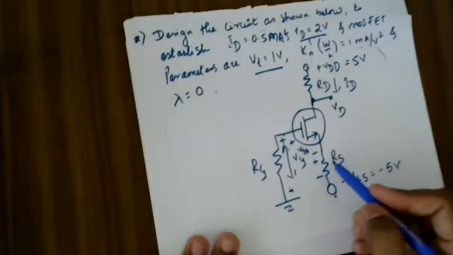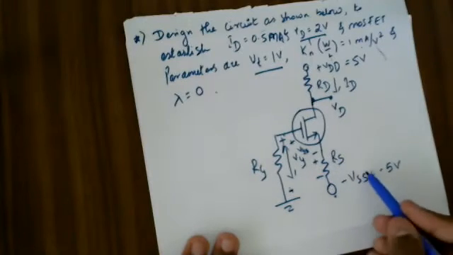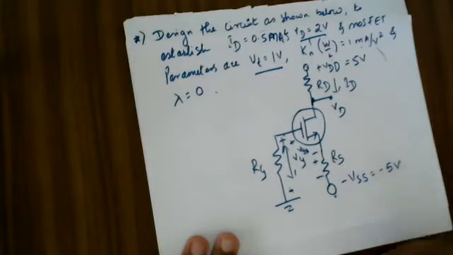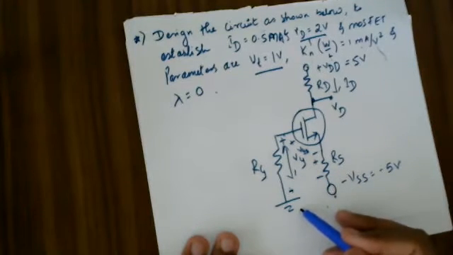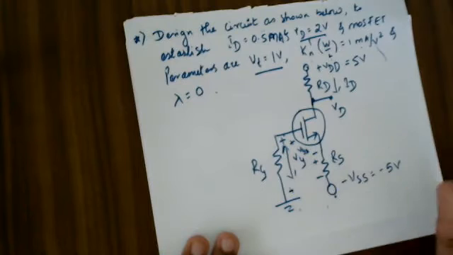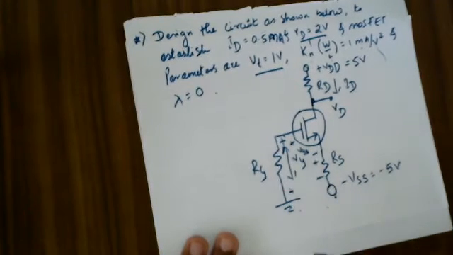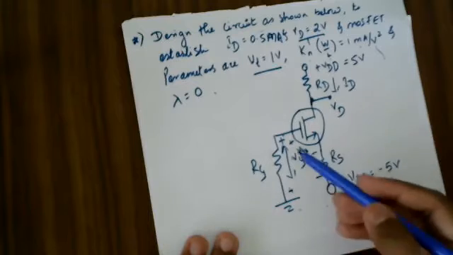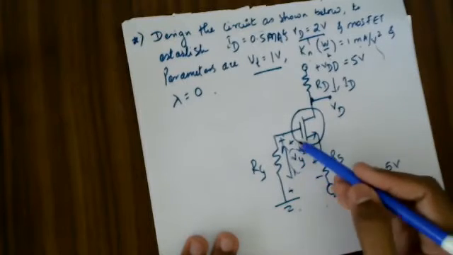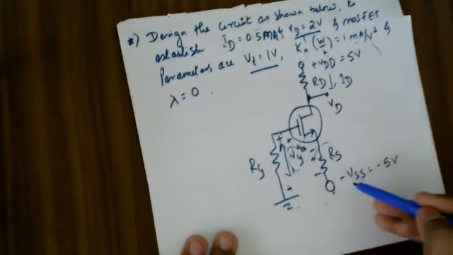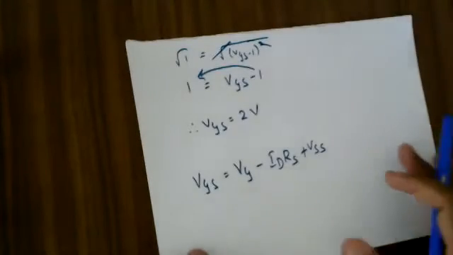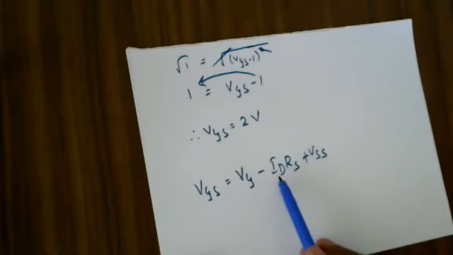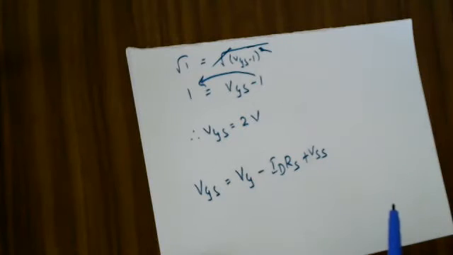Sorry, this will be your ID into RS. So VSS is over here. If you take the loop from like this to this, you will get the reverse sign. If you take it in this direction, you will get it opposite. So it's up to you whether you take it like this or like this. So apply the KVL. You get the terms VG, VGS, ID into RS and VSS. So from this equation I can write VGS is equal to VG minus ID into RS plus VSS.